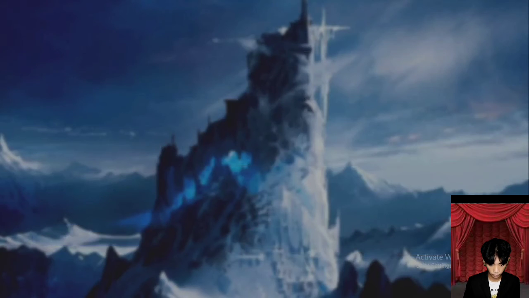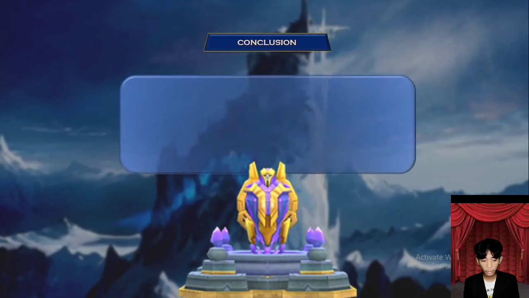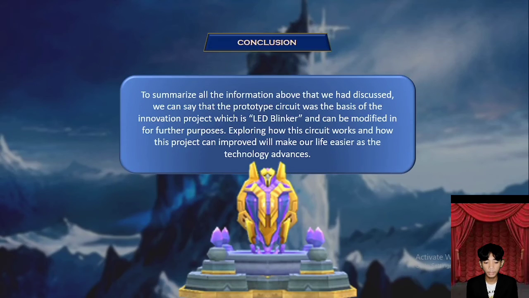Next. In conclusion, to summarize all the information that we have discussed, we can say that the prototype circuit was the basis of the innovation project, which is the LED blinker, and it can be modified for further purposes. Exploring how this circuit works and how this project improves will make our life easier as technology advances.